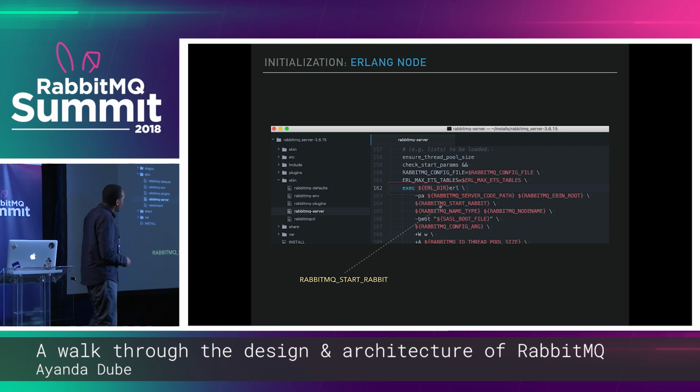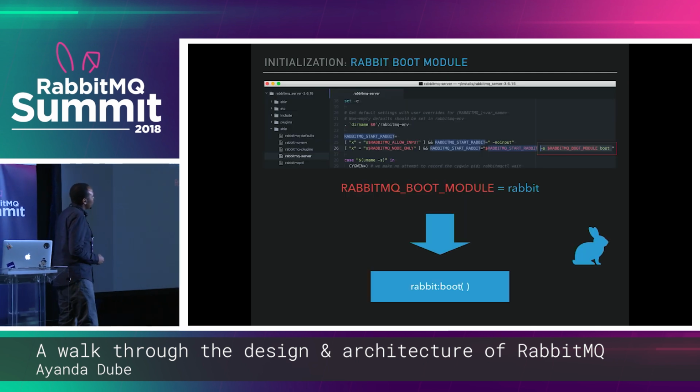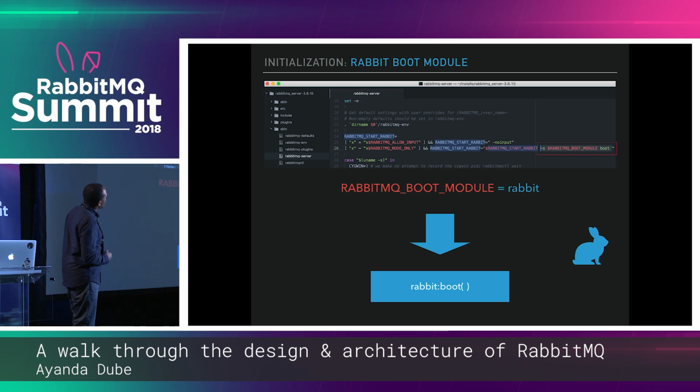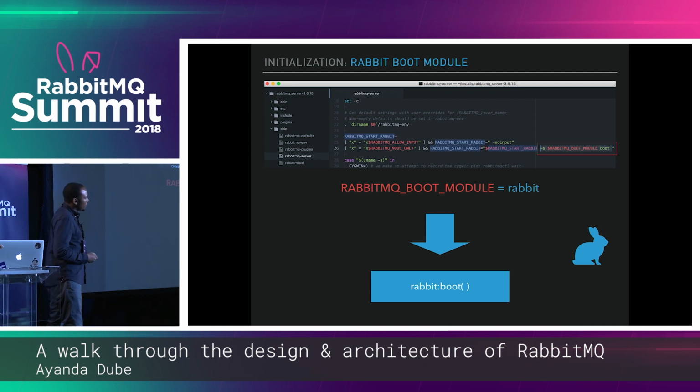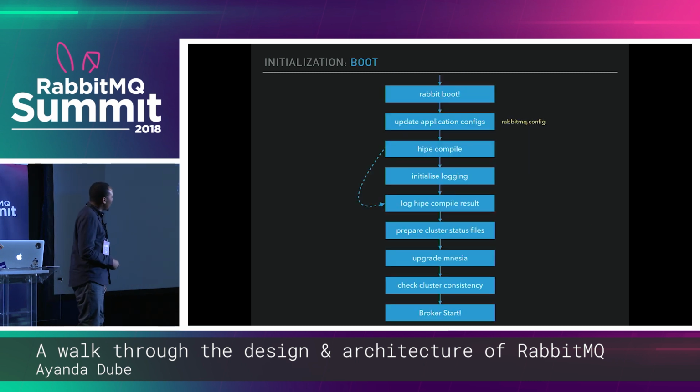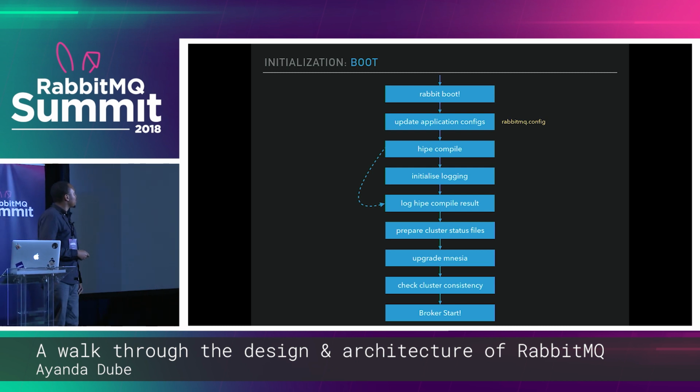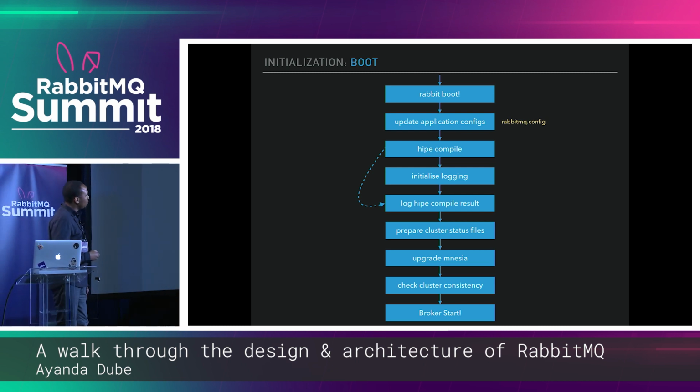If you navigate to where that is, you'll notice that that argument sets a boot module, and the dash S argument will execute that module and function. So the function that will be executed is rabbit:boot, based on that argument. That's what starts Rabbit. And then what happens on boot? The first thing which happens in boot is that your application configs get updated.